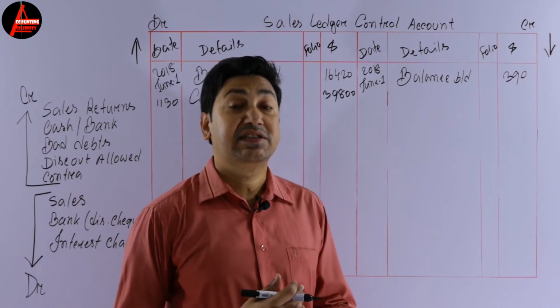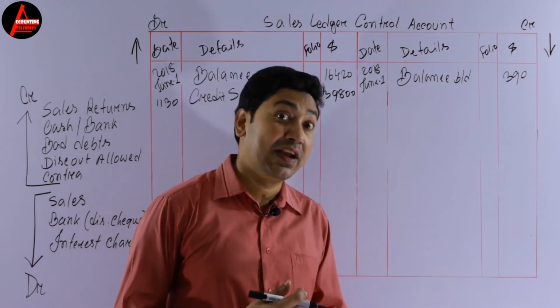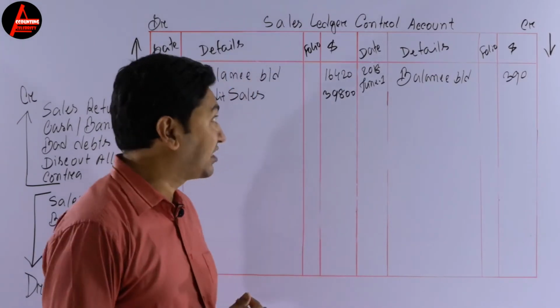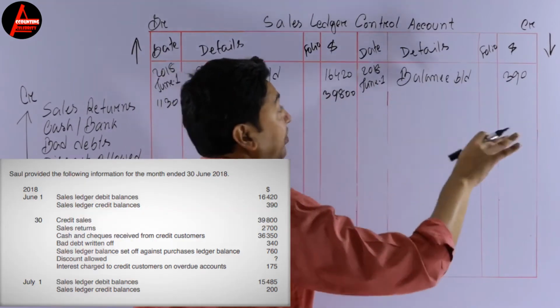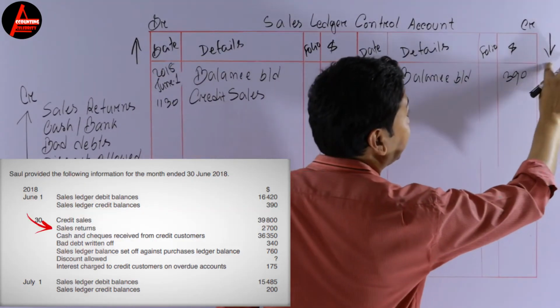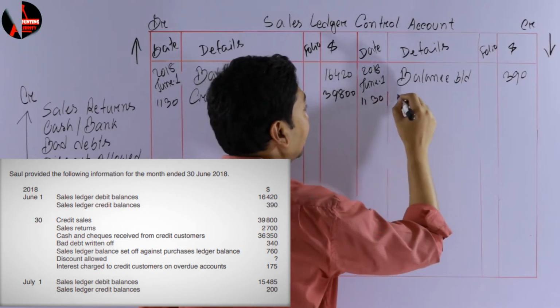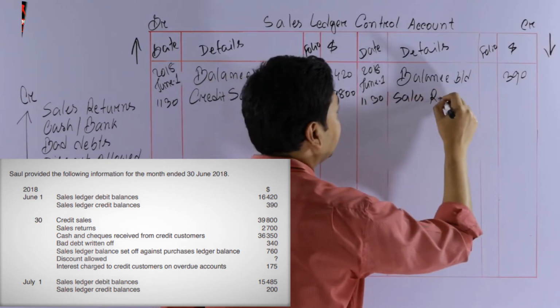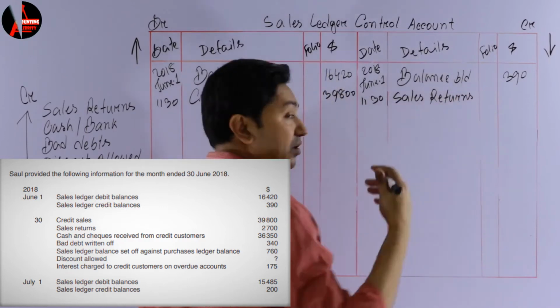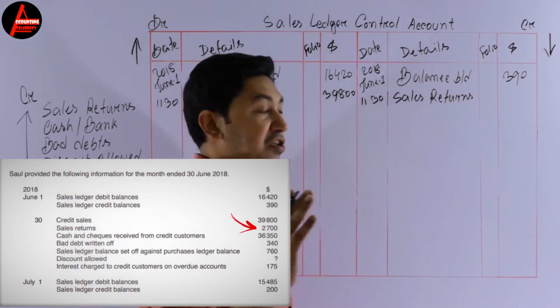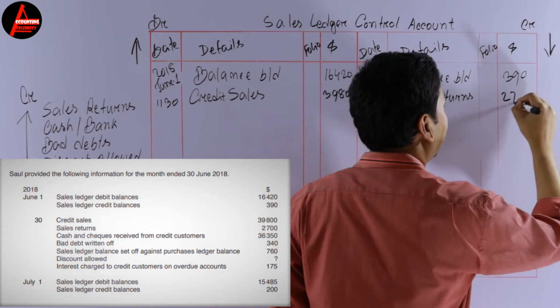Next we have sales return. Yes, sales return will decrease the trade receivable. In this case, we have to record in the credit side. When it is decreasing, it will be credited. So write June 30, same date, sales returns. Okay, what is the value here? $2,700.